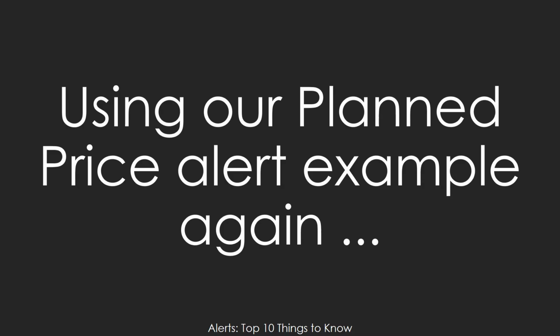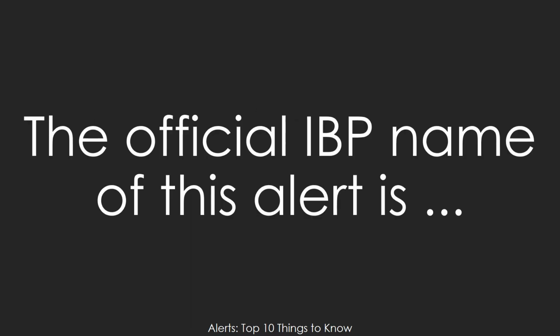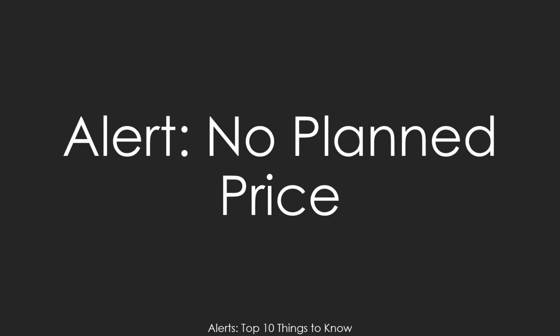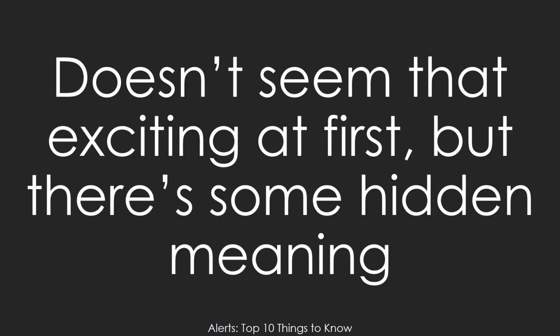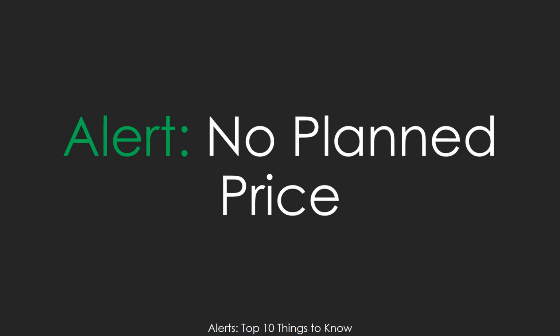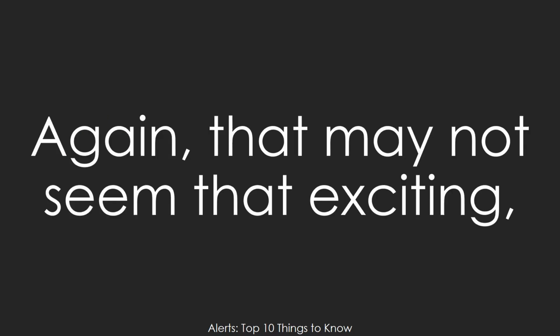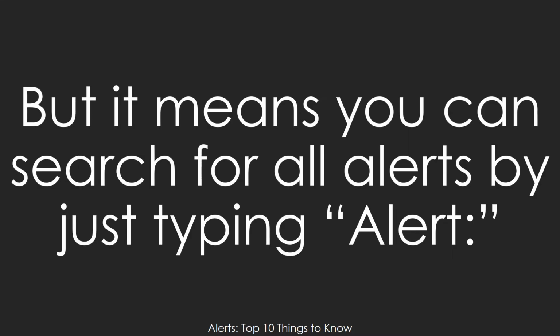Using our planned price alert as an example again, the official IBP name of this alert is alert : no planned price. Doesn't seem that exciting at first, but there's some hidden meaning. All alerts begin with alert : Again, that may not seem that exciting, but it means you can search for all alerts by just typing alert : in the planning view.